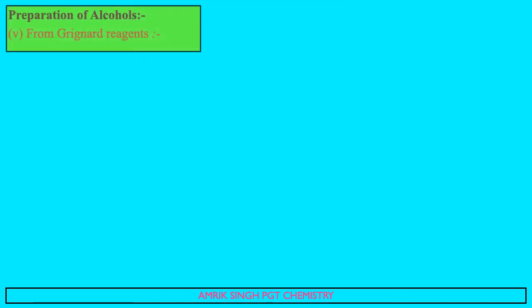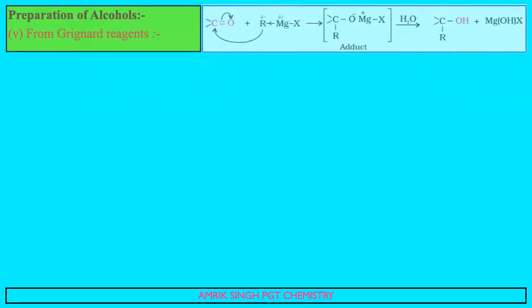Preparation of alcohol from Grignard reagents. In Grignard reagent, RMgX, R negative attacks the carbon of carbonyl which has delta positive, and the reaction is shown in slide number 2. The adduct is formed which is hydrolyzed by water to form an alcohol.